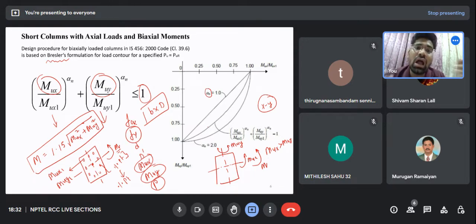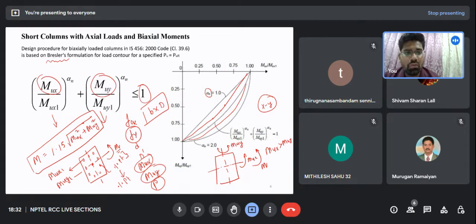They will ask you how you use the 3D interaction curve. What you are supposed to say is, I am using the 3D interaction curve for a particular value of p. For that particular value of p, I will have curves which show me the different values of mu x and mu y. For those different values of mu x and mu y, I will satisfy the Bresler formulation. If my Bresler formulation is satisfied, I will declare the column to be safe.